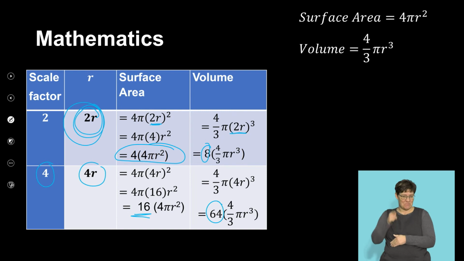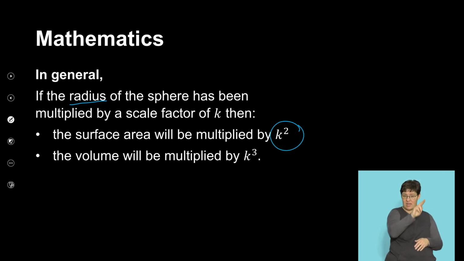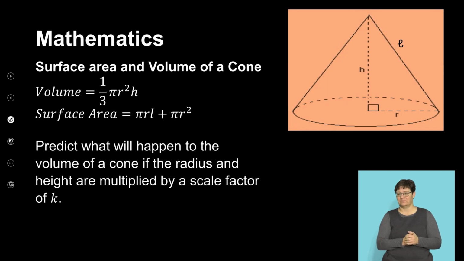So let's go to the next slide. In general, if the radius of the sphere has been multiplied by a scale factor of k, then the surface area will be multiplied by k squared and the volume will be multiplied by k cubed. Let's move on to the next slide.